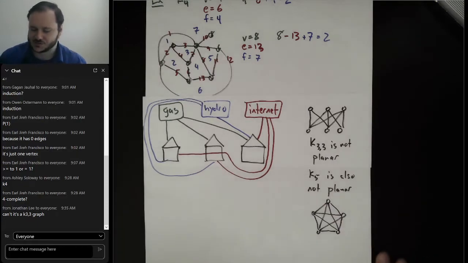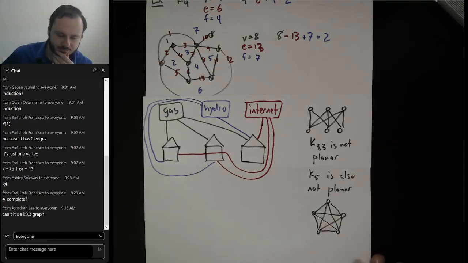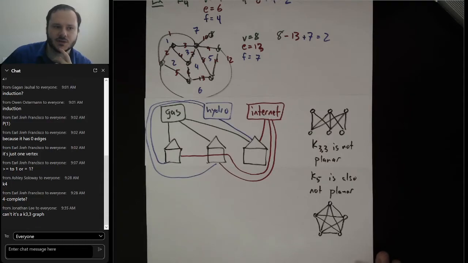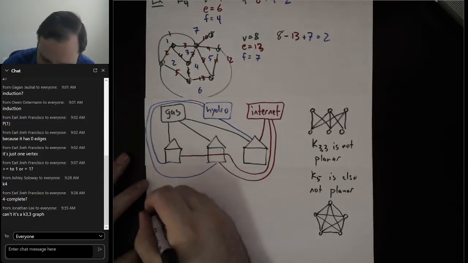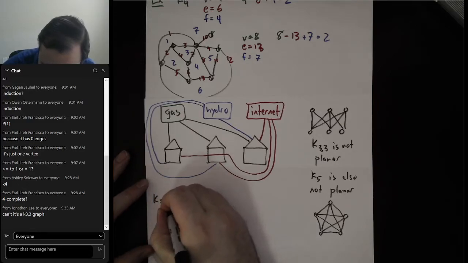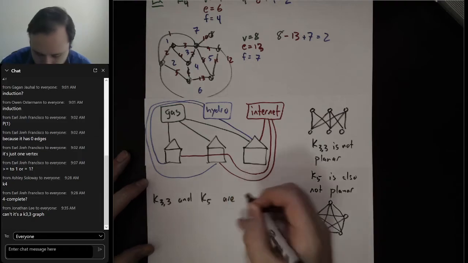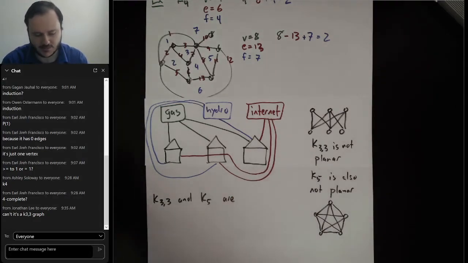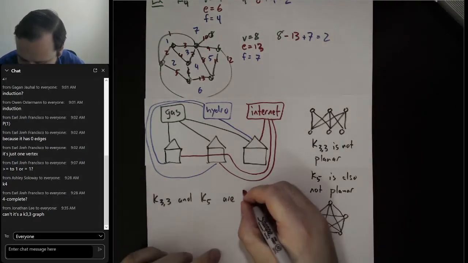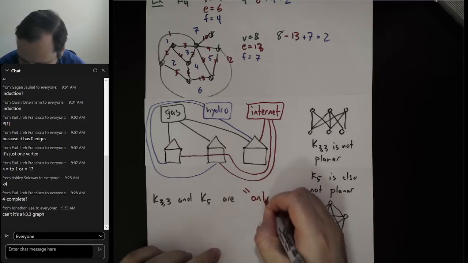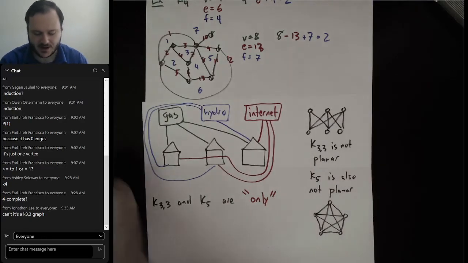And you're just going to have to trust me on those two. But I have good news, and then I have bad news. K33 and K5 are the only non-planar graphs.